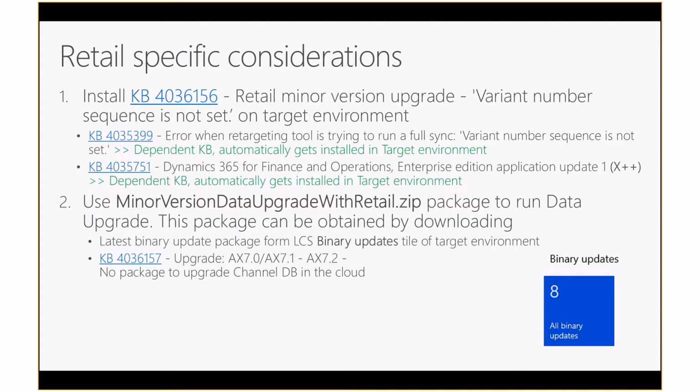The other option, if by some circumstances there are any issues with the binary update tiles, or it shows 0 or it doesn't work, hopefully that never happens, then there is the specific KB you could go through. If you download this KB, because this is a binary update, you always get the latest binary. So the result is the same. You get the latest binary update package, and in there you use the minor version data upgrade with retail zip. So if you have done all of this, then we are unfortunately today still blocked.